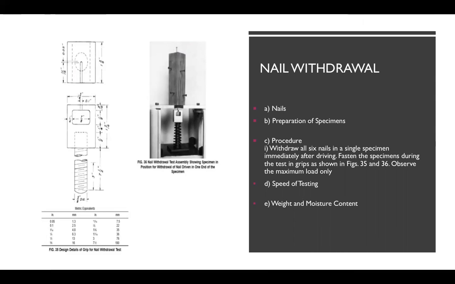So the procedure. First, withdraw all 6 nails in a single specimen immediately after driving them. Fasten the specimen during the test in grips as shown in figure 35 here, and observe the maximum load only. Speed of testing: it is applied continuously throughout the test at the rate of motion of the crosshead of 0.075 inches or 2 millimeter per minute. For the weight and moisture content, weigh immediately before driving the nails and after the test, and a moisture section approximately 1 inch or 25 millimeter in length shall be cut from the specimen.